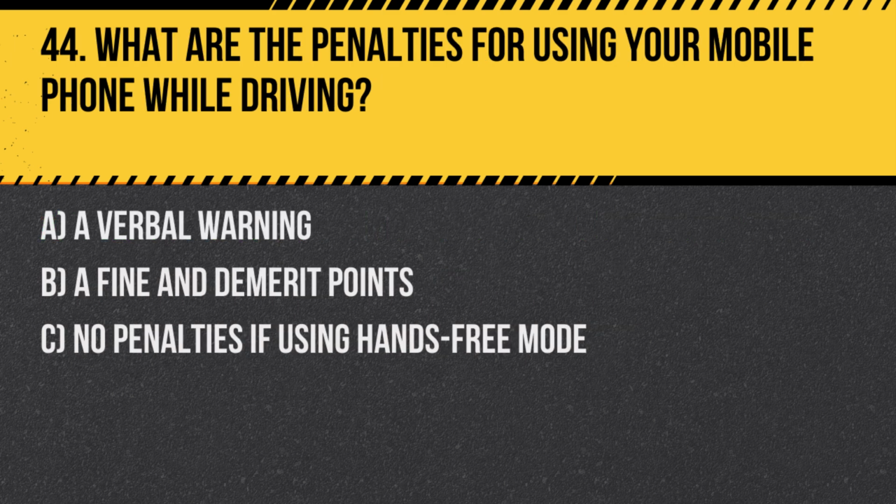Question 44. What are the penalties for using your mobile phone while driving? A. A verbal warning. B. A fine and demerit points. C. No penalties if using hands-free mode. Answer B. A fine and demerit points. Using a mobile phone while driving is prohibited unless it is in hands-free mode. Violations result in fines and demerit points.